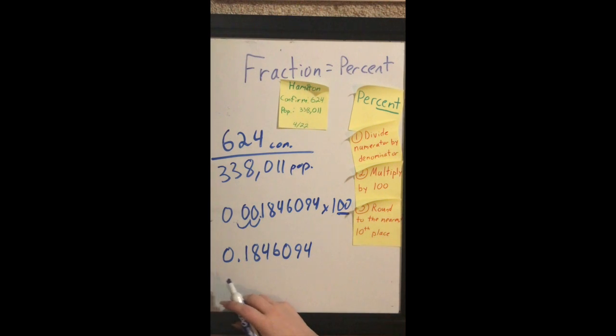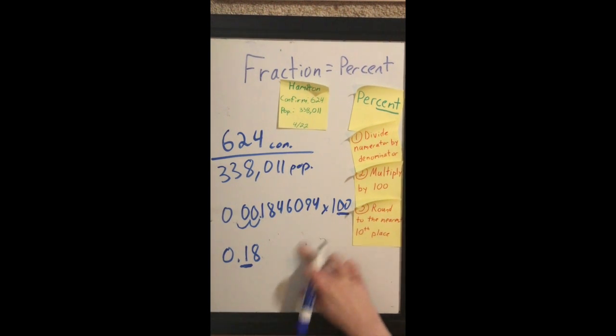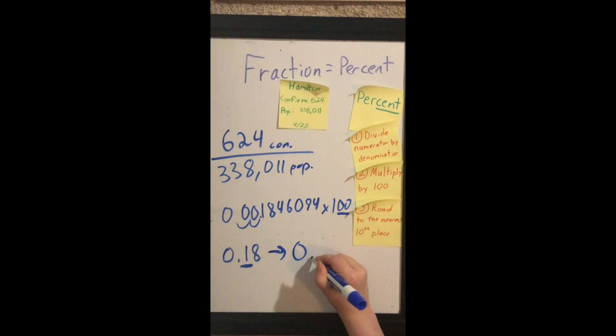Let's find the 10th place. Here you are. And now you're going to look at the number after the 10th place to determine if we're rounding up or not. So we have an 8. Do you think we should round up or down? Yes, we should round up. So we're going to erase the end of this. And our 0.18 is going to become 0.2. And that is your answer.